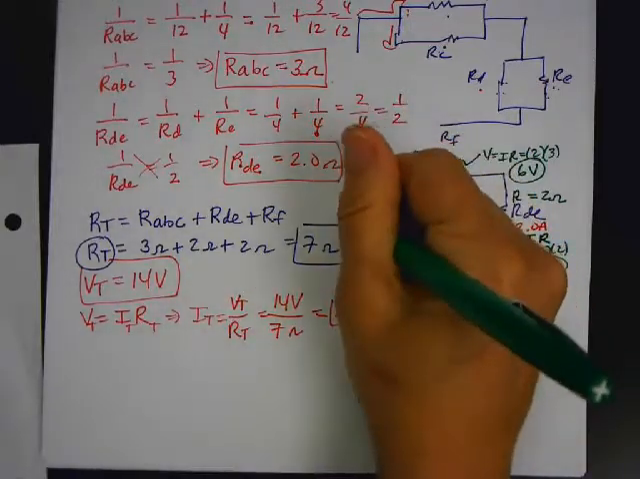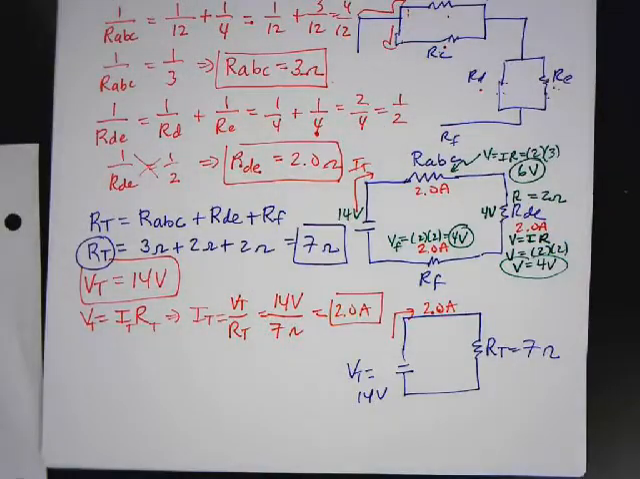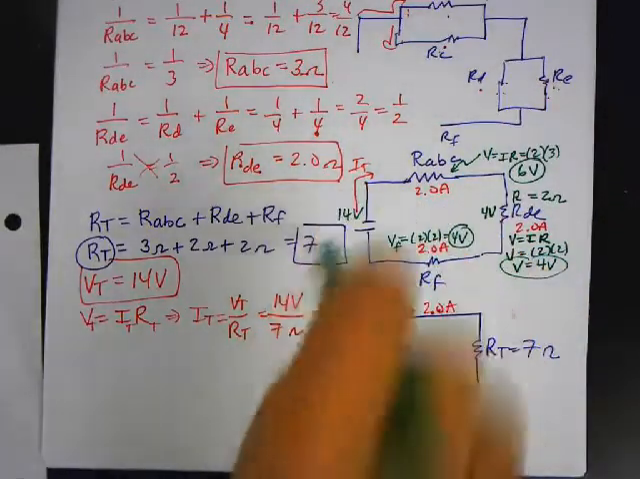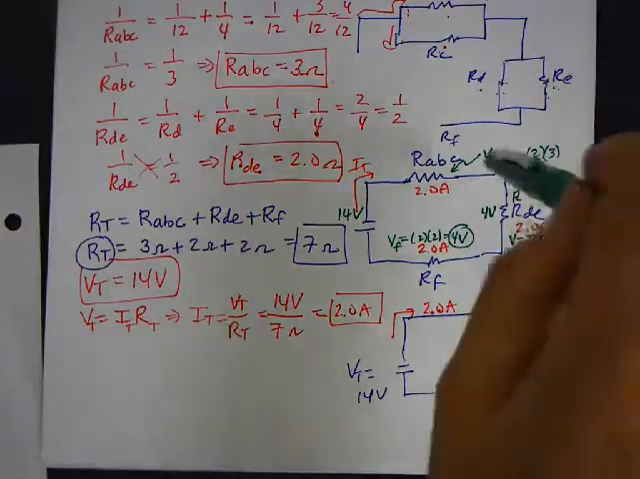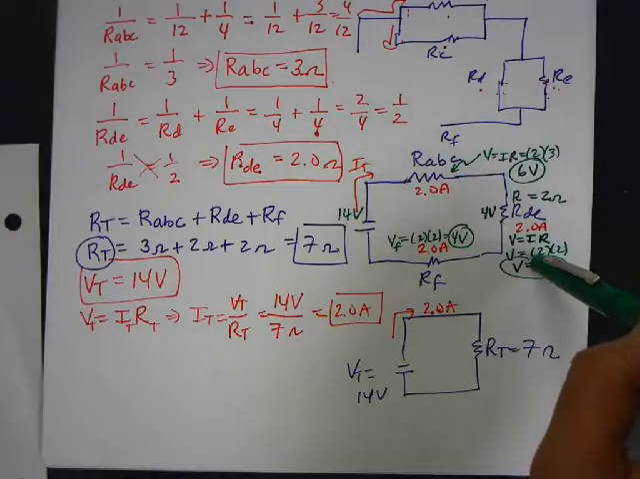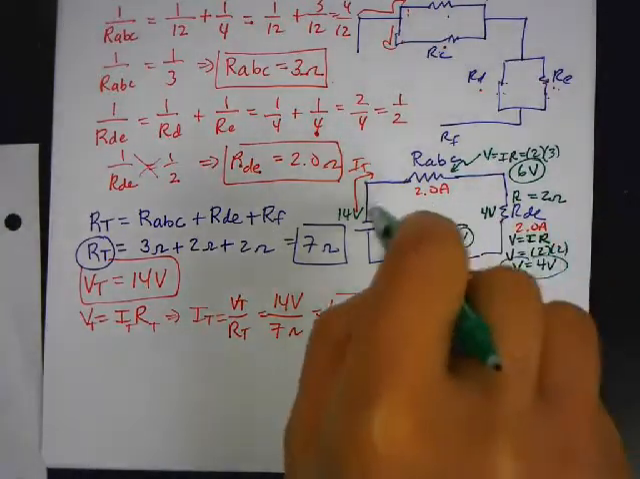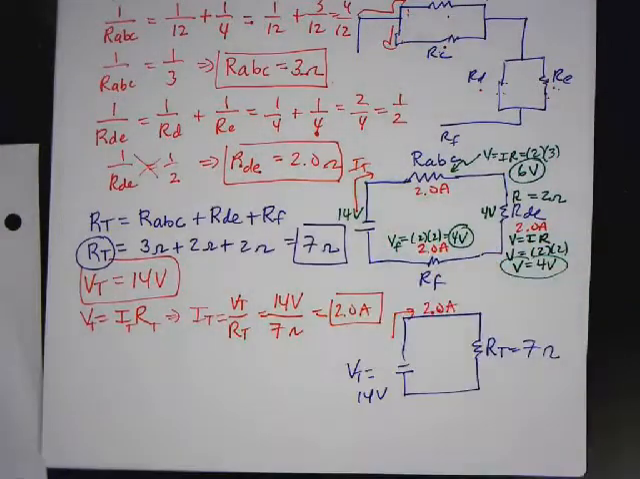I know that the battery is 14 volts. So that means that the voltage drop across these 3 resistors has to add up to 14. So 6 and 4 is what? 10. And 4 is 14. So you see how these 3 add up to 14? So in my head, I'm checking my work. All right?